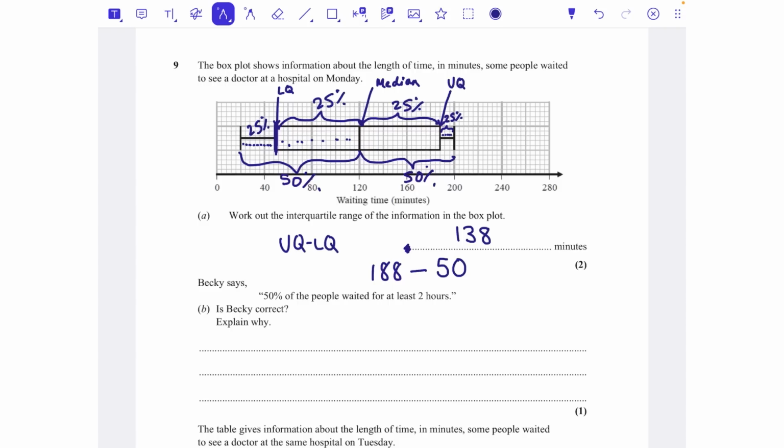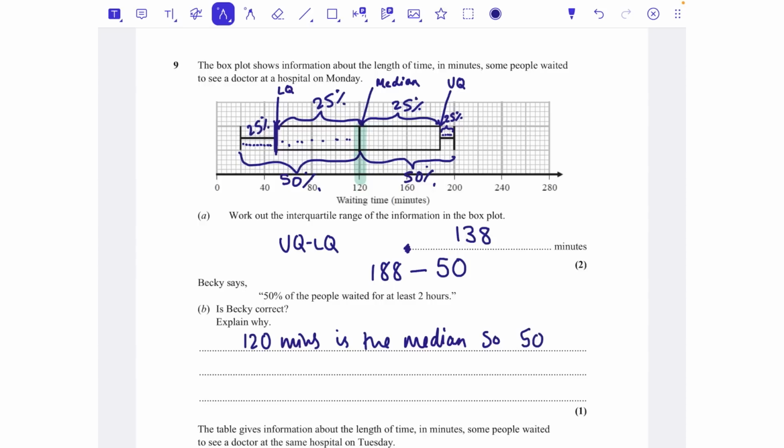So if she's saying 50% of the people waited for at least 2 hours, we can see that actually I agree with her. 2 hours is here, 120. So 50% of the people would be above the median and 50% of the people are below the median. So therefore, yes, Becky is correct. So 120 minutes is the median.